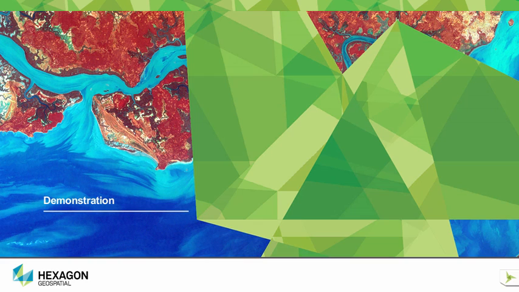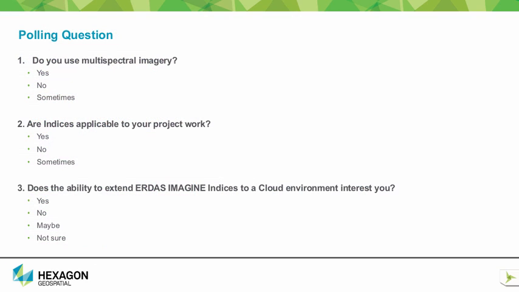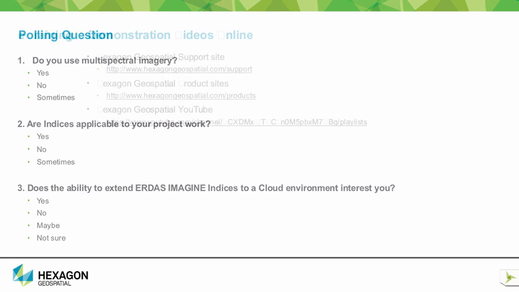Now that you have learned about customized indices using ERDAS Imagine and Spatial Modeler, we have some polling questions that we hope you will participate in. These should be showing up on the right-hand side of your screen. The first question is, do you use multispectral imagery? You can select yes, no, or sometimes. The second question is, are indices applicable to your project work? You can select the same answers, yes, no, or sometimes. And the third question is, does the ability to extend ERDAS Imagine indices to a cloud environment interest you? You should be able to select yes, no, maybe, or not sure. Be sure to hit the submit button in the lower right-hand corner once you're done answering these questions.